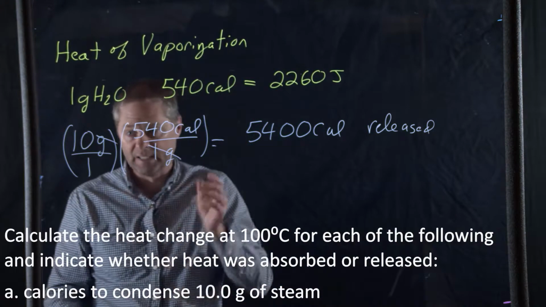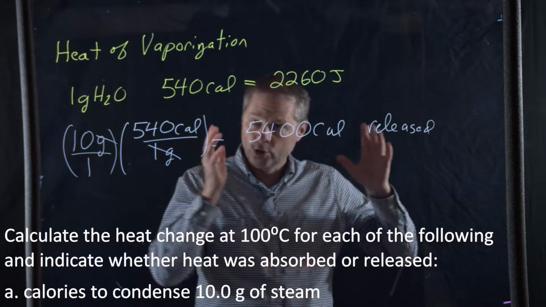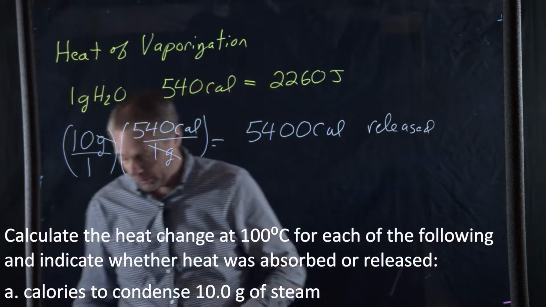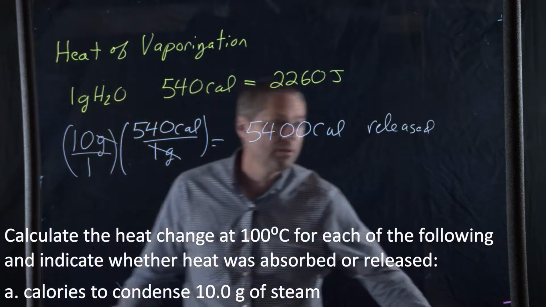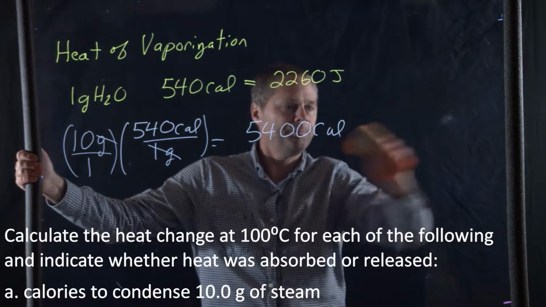All right. So if we're going to condense 10 grams of steam from vapor to liquid, that system is going to release 540 calories into the atmosphere, into the surroundings.